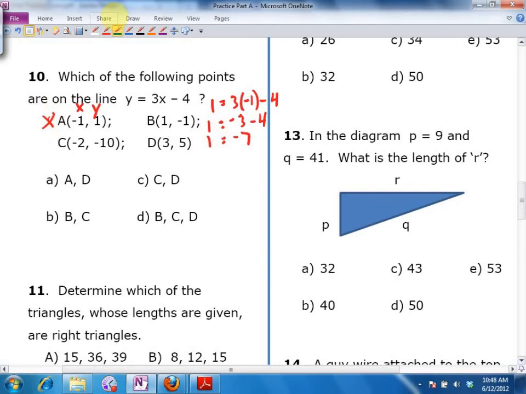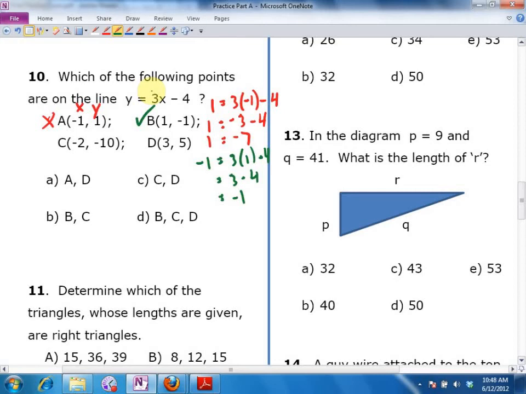So I can try B. Put them in again. This time y is -1. And it's going to be 3 times +1 minus 4, which gives me 3 minus 4, which is -1. -1 is equal to -1. This one is one of the answers. I do that with the next 2 points, and I come up with which ones are on the line.